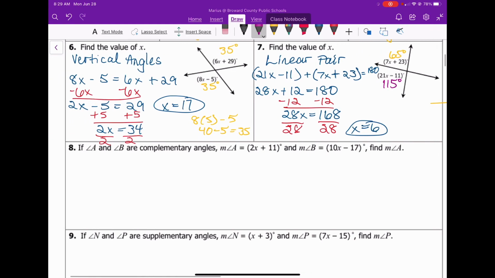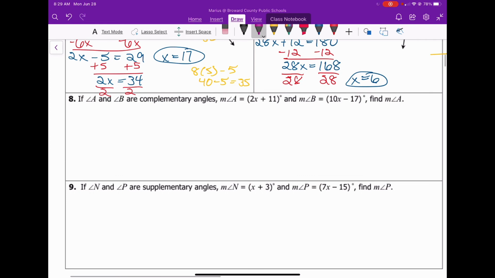Okay. All right, let's take a look at these last two, and then that'll wrap us up for the day. For number 8, it says if angle A and angle B are complementary angles, the measure of angle A is equal to 2x plus 11, and the measure of angle B is equal to 10x minus 17. Find the measure of angle A. So right here, because they're telling us that they're complementary, we already know that we need to add to equal 90 degrees. So that's going to be angle A and angle B.